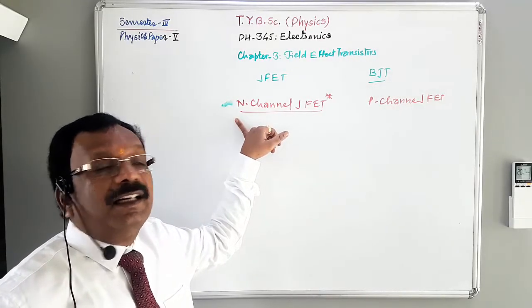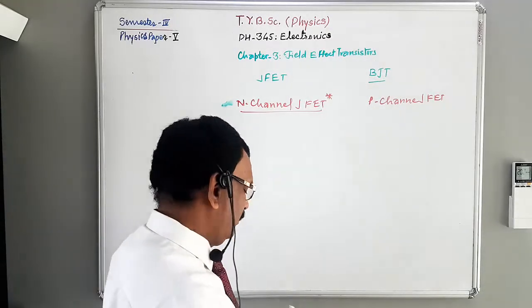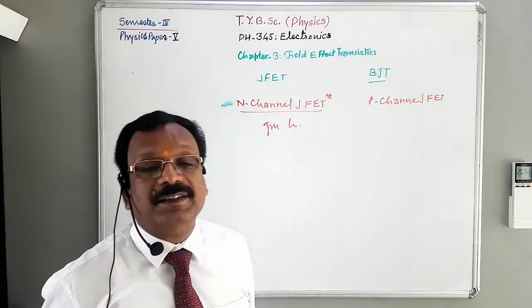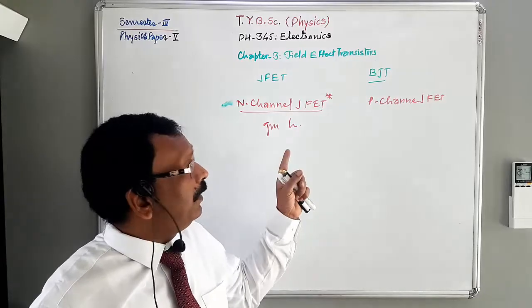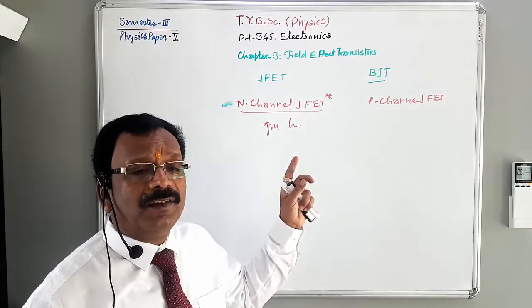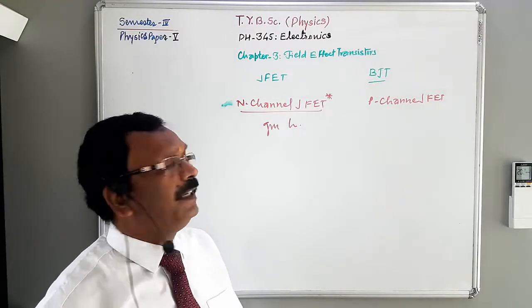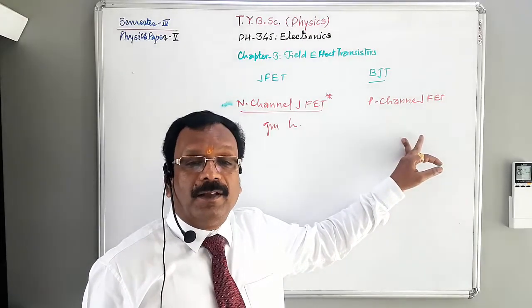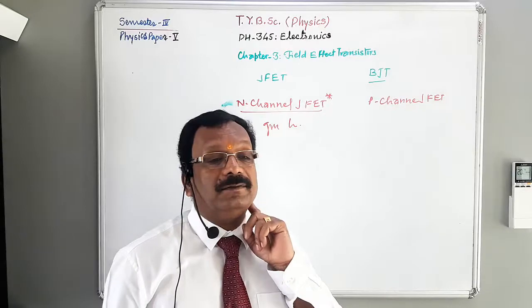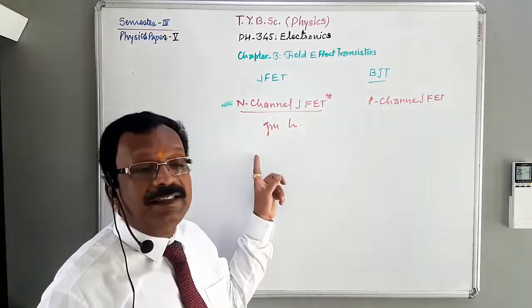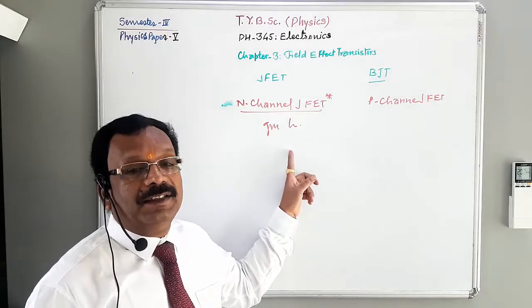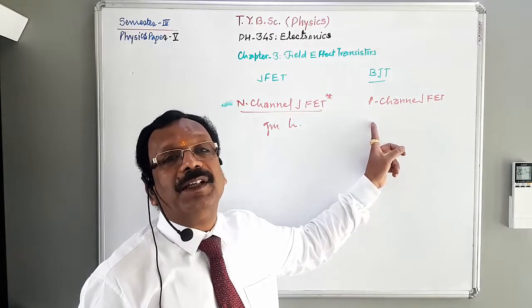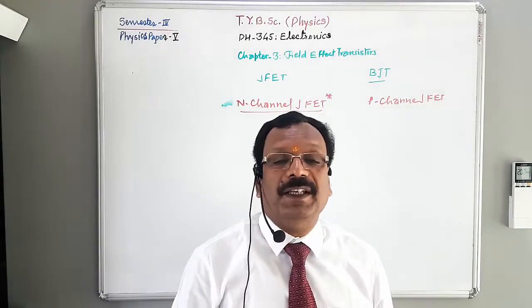Next one, in case of N channel, its transconductance, that is gm, is very high, whereas transconductance of P channel is very low. Now when we compare the noise of both, N channel JFET is less noisy, and comparatively P channel JFET is more noisy as compared to N channel. Okay. And last one, it is superior. N channel JFET is superior in circuit application, and comparatively P channel is less superior in circuit application. That's why N channel JFET is very popular.